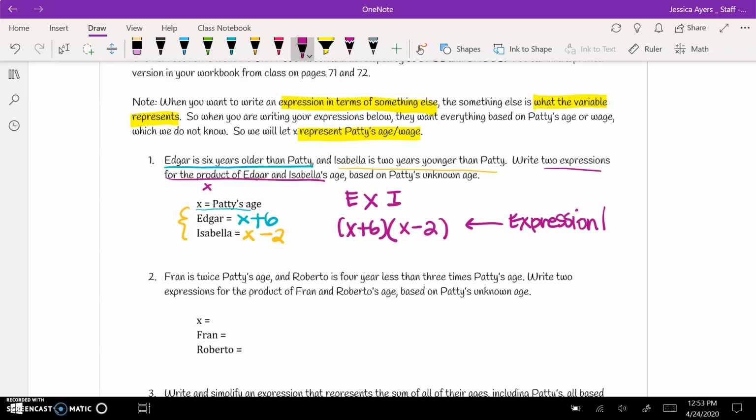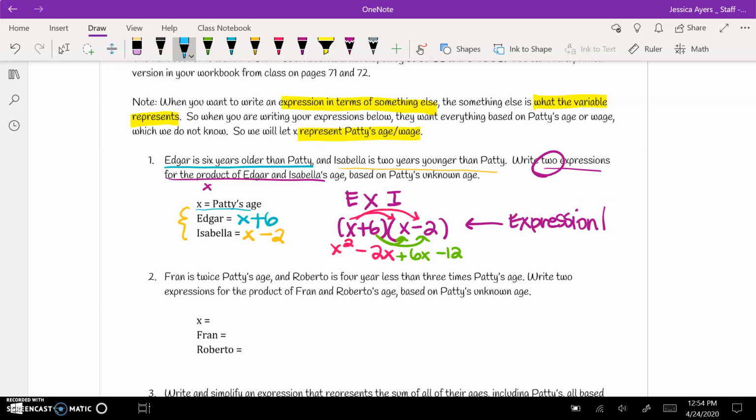So then when I want to say another expression, because they wanted 2, then I'm simply going to multiply those out. So I'm going to do X times X and X times negative 2 to get X squared minus 2X. And then I'm going to do 6 times X and 6 times negative 2 to give me plus 6X minus 12. And this is what we did, I want to say 2 weeks ago now.